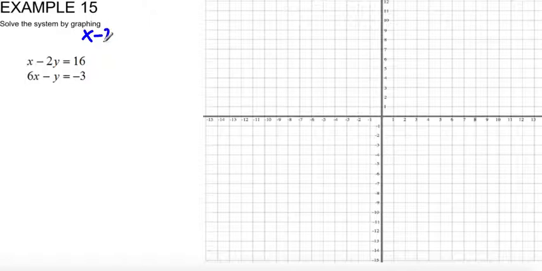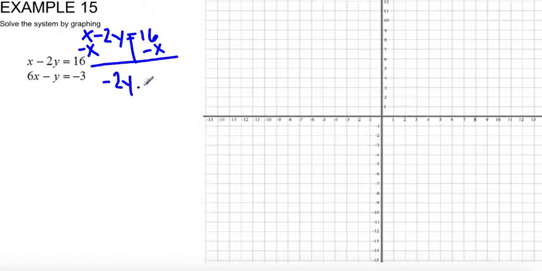So if x minus 2y equals 16, I have to get y by itself, so I subtract x on both sides of the equal sign. On the left side I have negative 2y, and on the right side I have negative x plus 16. I have to isolate the y, so I divide both sides of the equal sign by negative 2.